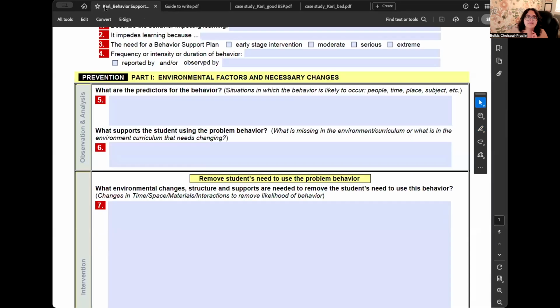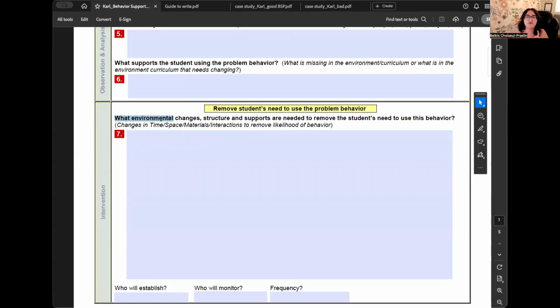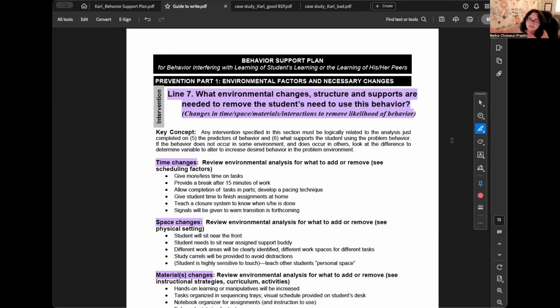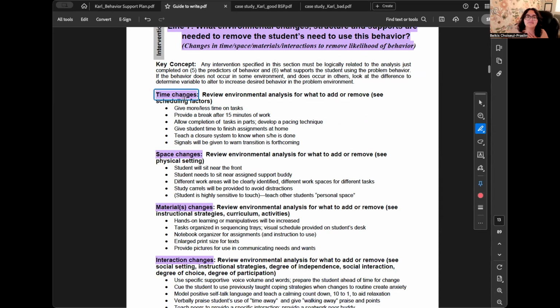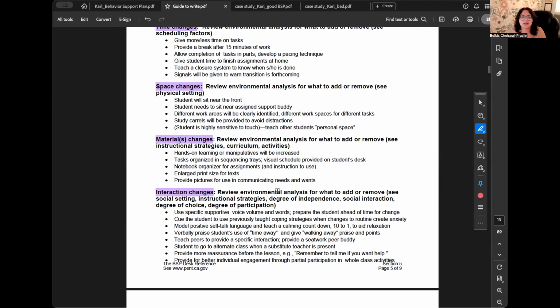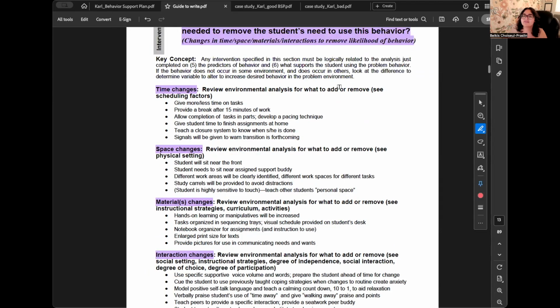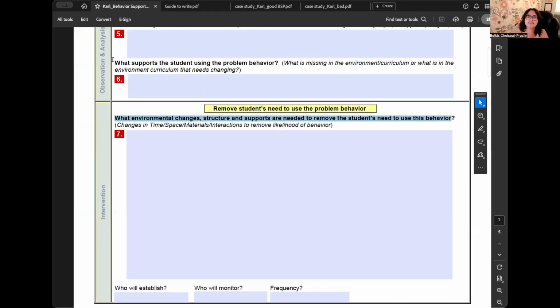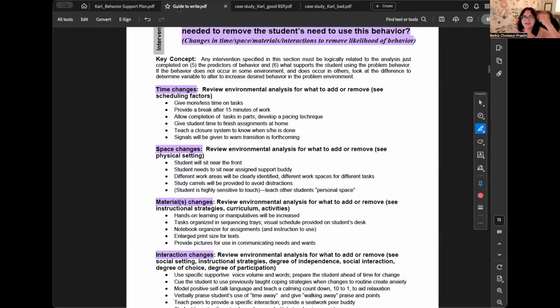And then line number 7, I like to look at their actual wording. What environmental changes, structure, and supports are needed to remove the student's need to use this behavior? So what do we have to do so the student stops feeling like they need to use this behavior? Is it something related to time changes, changes in their space, in their materials, or in the type of interactions they're receiving? There are examples here, and they're helpful. If we figured out what is keeping that behavior going, then the environmental changes and structures are what we need to take away. It's an easy conclusional jump.